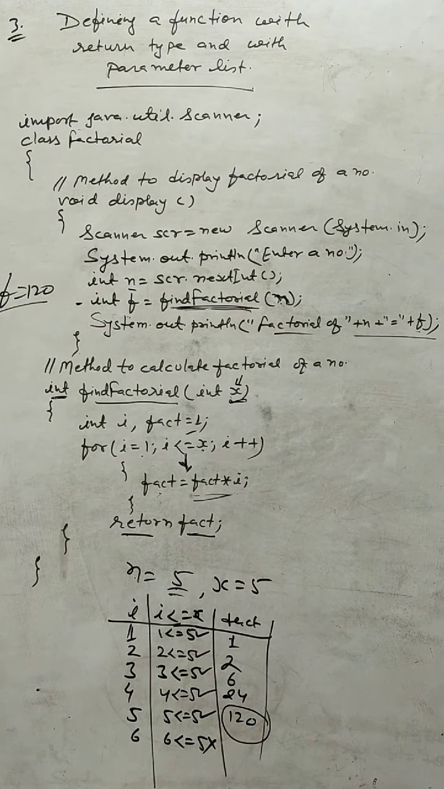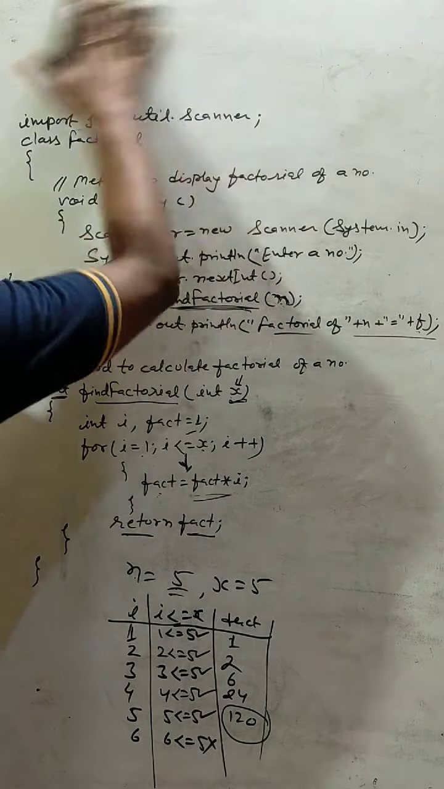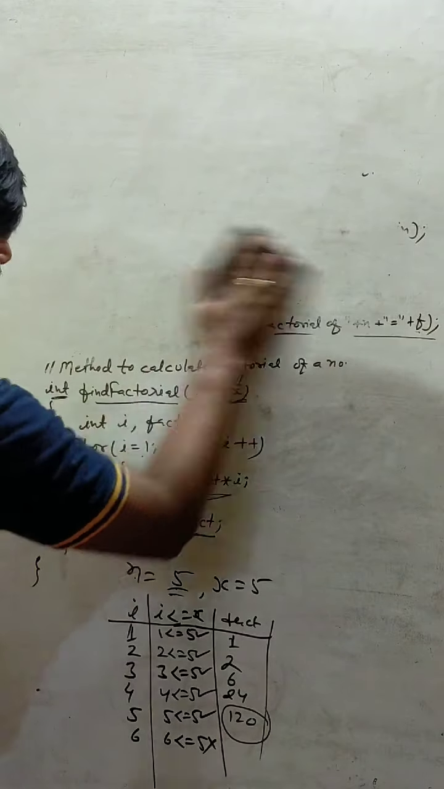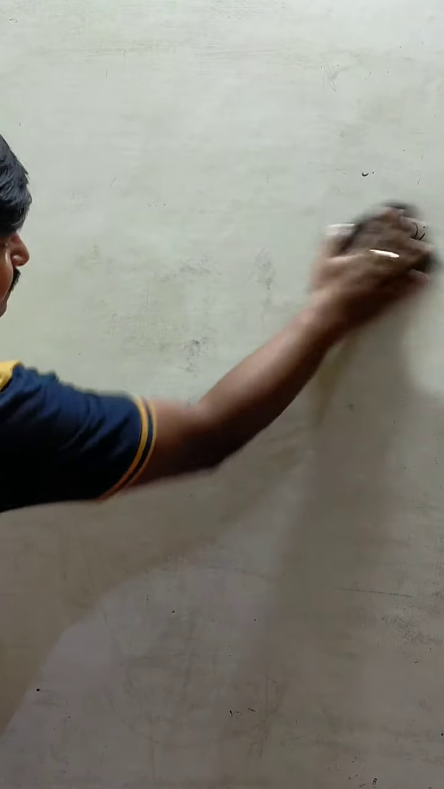Okay. Now, one more program. This is the first program of class 10. And the question is, write a program to input a number and check whether it is a prime number or not. You note it down. Write a program to input a number and check whether it is a prime number or not.